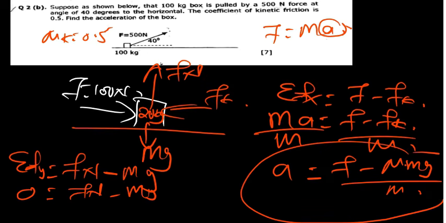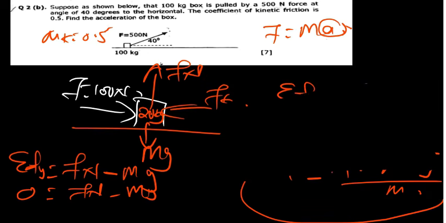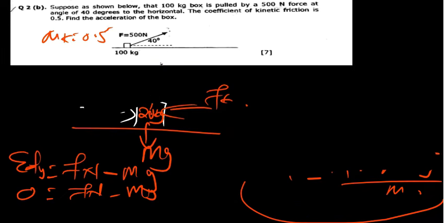Now let's assume the force is applied at an angle. If the force is applied at an angle, and there is friction, we need to do something else for us to find the acceleration.